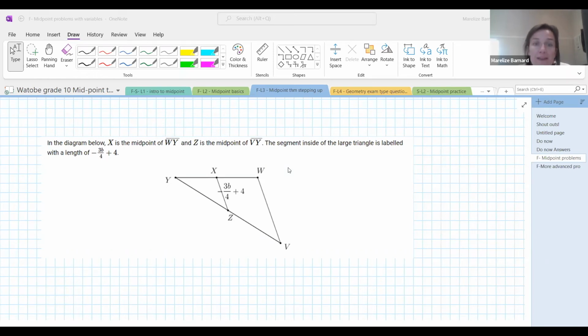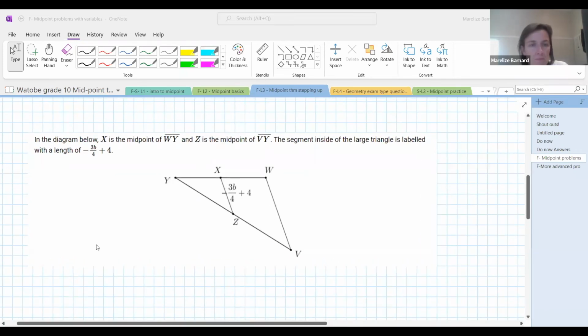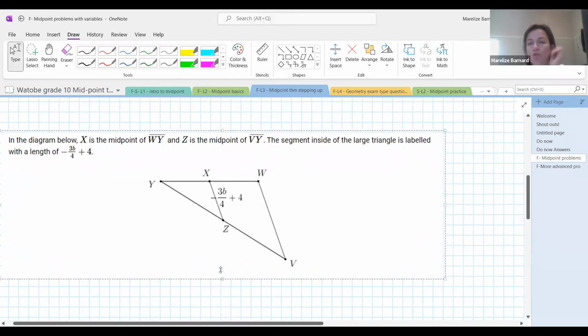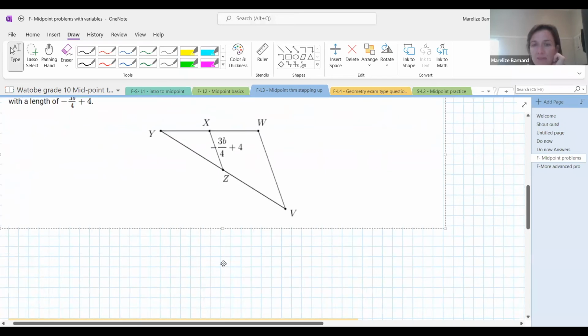Yes, so in front of the 3b over 4 is a minus. If you are on your phone, guys, you can also zoom in. Mammy's done. That was quick. Quick sticks.